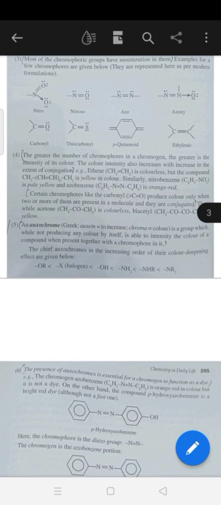An oxochrome is a group which, while not producing any color by itself, is able to intensify the color of a compound when present together with a chromophore in it. The presence of oxochromes is essential for a chromogen to function as a dye. Example, the chromogen azobenzene is orange-red in color, but it is not a dye. On the other hand, the compound p-hydroxyazobenzene is a bright red dye. In p-hydroxyazobenzene, the chromophore is an azo group, the chromogen is the azobenzene portion, and the oxochrome is a hydroxyl group.